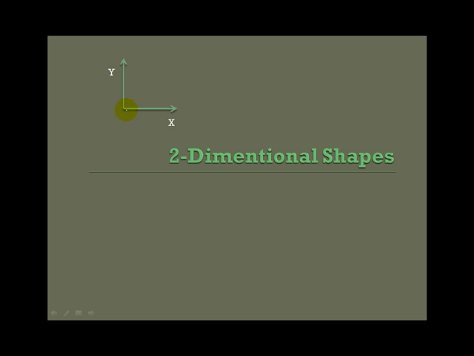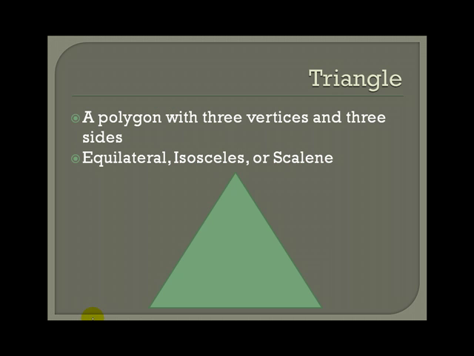Alright, so two-dimensional shapes here. You see we have two dimensions. We have an x dimension, which is the right-left dimension, and we have an up-down dimension, which is the y dimension. These shapes have length and width in a two-dimensional plane. A triangle has 3 vertices and 3 sides. It's a polygon.